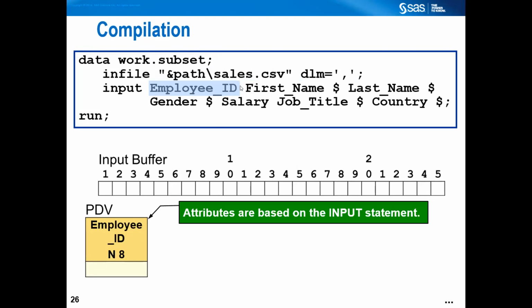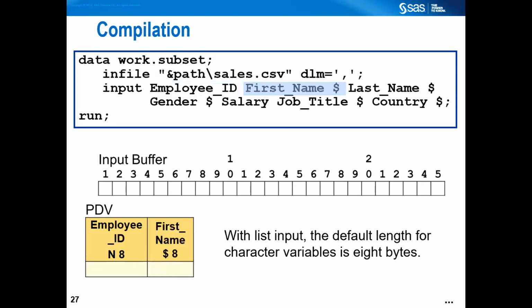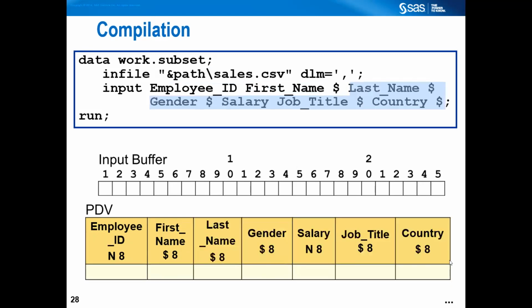So as per your input instructions, the name, its type, length. No indication of dollar, it's telling SAS it's numeric. The default length is 8 bytes. When it comes to the next word, it's telling it's first name, its type is dollar, so it is taken as character. By default, again 8 bytes is the length which it will take. So with list input, the default length for a character variable is 8 bytes. And then moving ahead for the next columns, same.